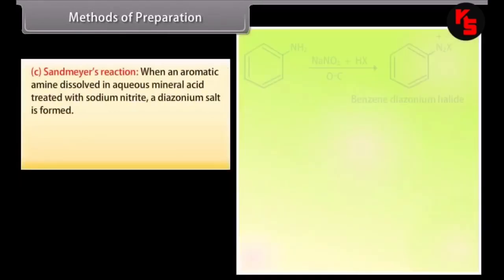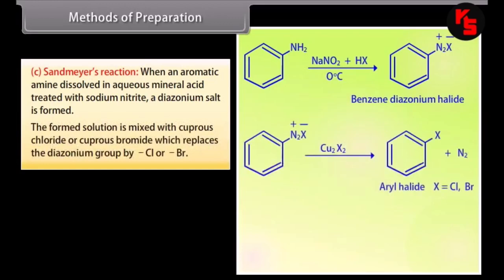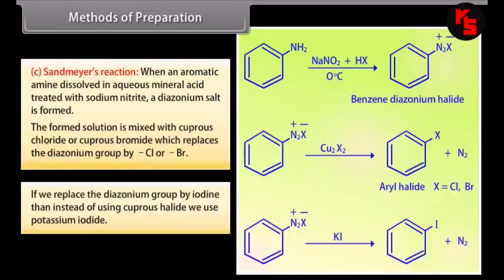Methods of preparation. Sandmeyer's reaction: when an aromatic amine dissolved in aqueous mineral acid is treated with sodium nitrite, a diazonium salt is formed. The formed solution is mixed with cuprous chloride or cuprous bromide, which replaces the diazonium group by Cl or Br. If we replace the diazonium group by iodine, then instead of using cuprous halide, we use potassium iodide.